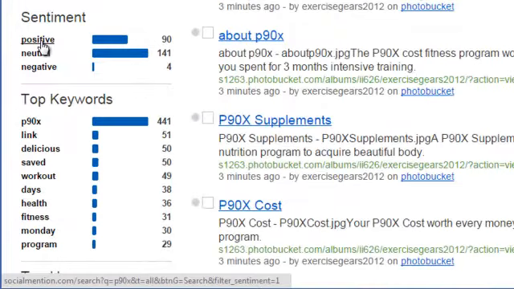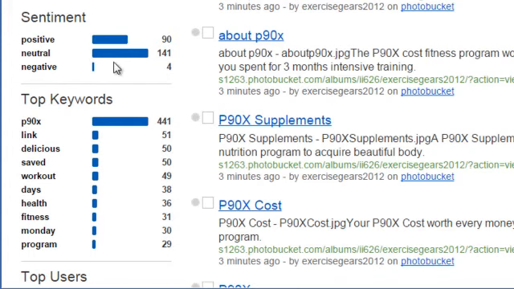Now, if you go down here, it says positive, neutral, negative. Fortunately, the sentiment, or what people think about P90X according to the data that has been collected, there's not a lot of negative thoughts. There's a lot of positive thoughts, but there's more neutral than positive. So they're not super, super, super passionate about it, but they are neutral about it.